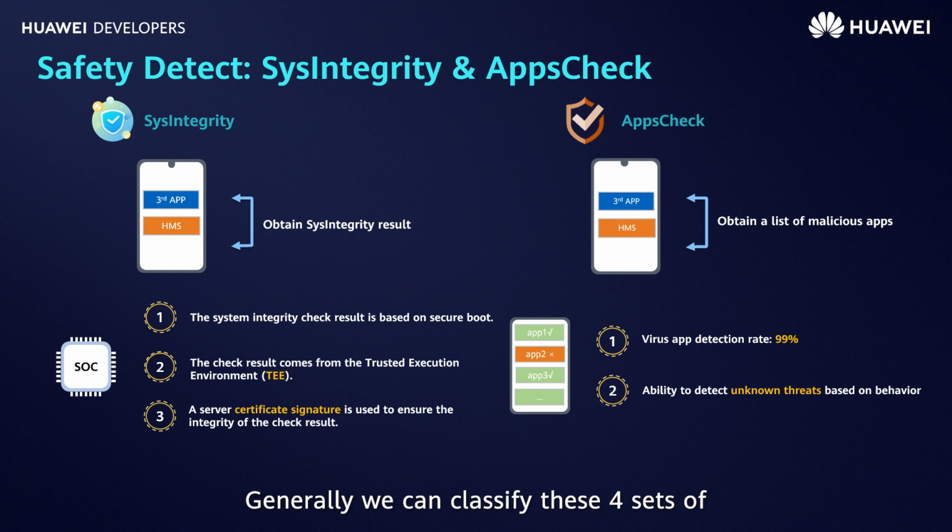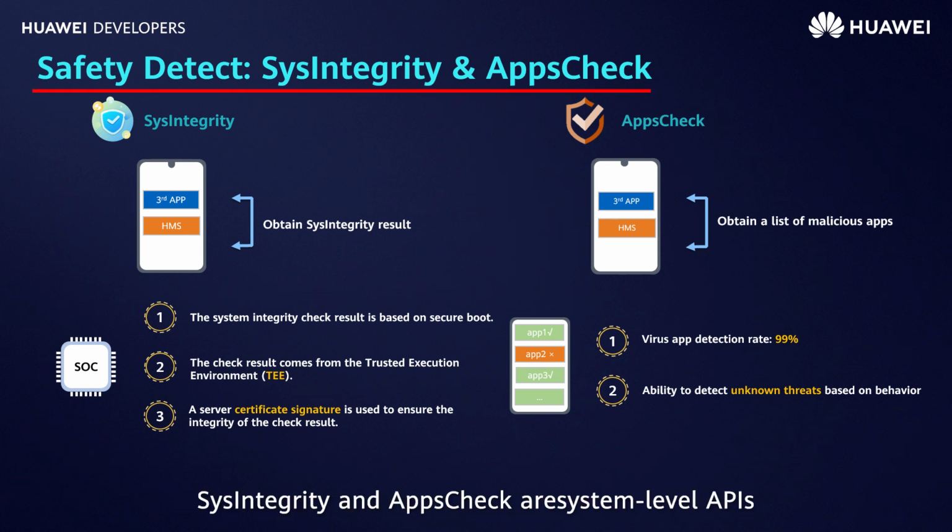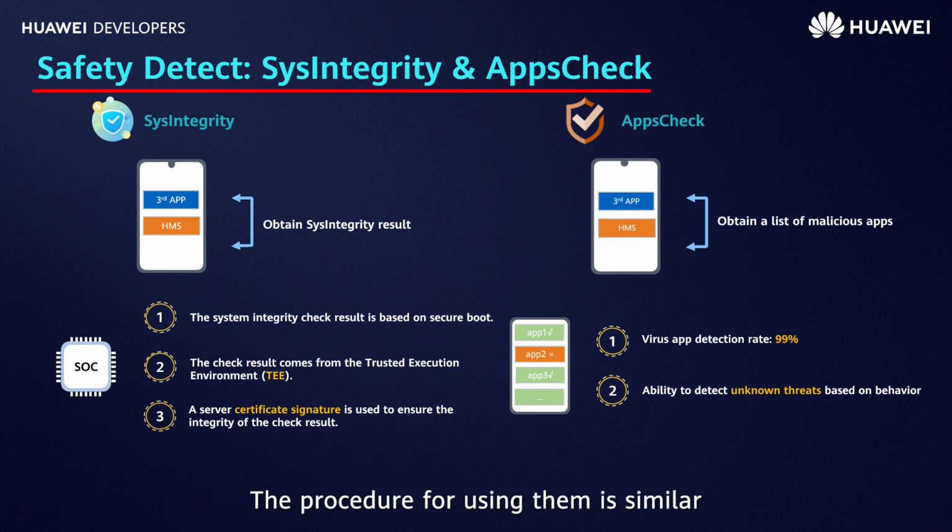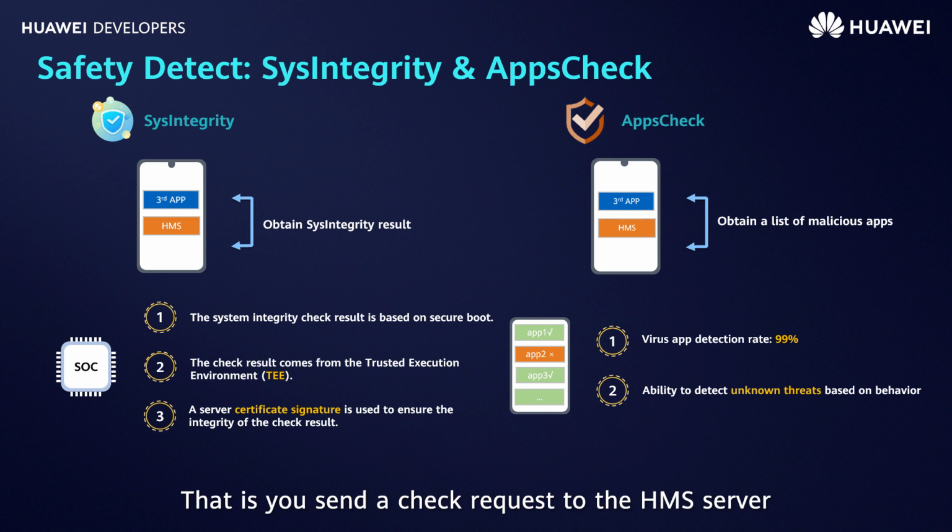Generally, we can classify these 4 sets of APIs into 2 levels, system level and app level. SysIntegrity and AppsCheck are system-level APIs. The procedure for using them is similar. That is, you send a check request to the HMS server, and the HMS server sends related results to you.